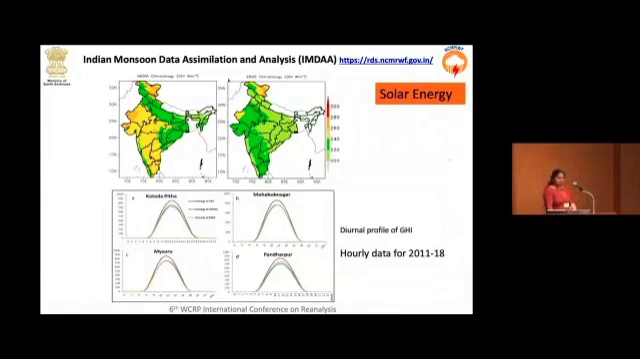This first figure shows the IMDA climatology of the global horizontal irradiance, and the second one is from ERA5. What we found is that in the regional diagnostics, the GHI shows an overestimation. Again, we compared the GHI over different locations over the Indian region. As you know, India is a heterogeneous terrain region. We have hilly regions, we have plains, so almost all the topography is available over the Indian landmass.